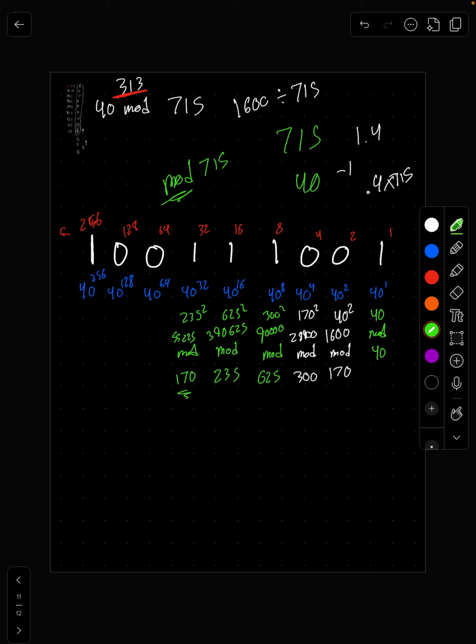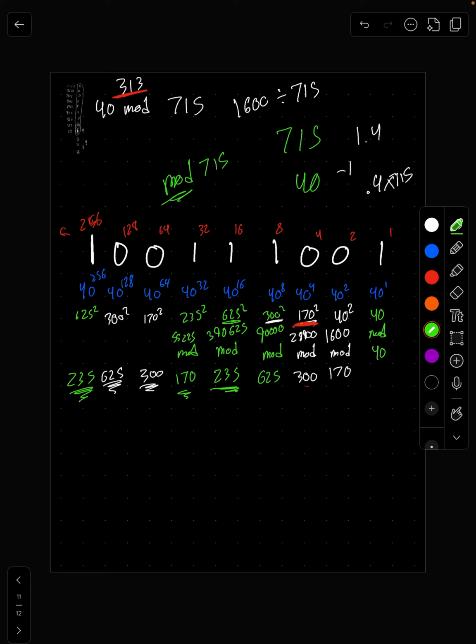All right, so now 170 squared, put it over here. And since we actually already did 170 over here, we don't have to do it twice. It won't always happen, but we just know that it's 300. So it's going to be 300. And again, we did 300 over here, so 300 squared is going to equal 625. And then we already did 625 here, so yeah, that's crazy. Okay, so 625 squared is going to equal 235.